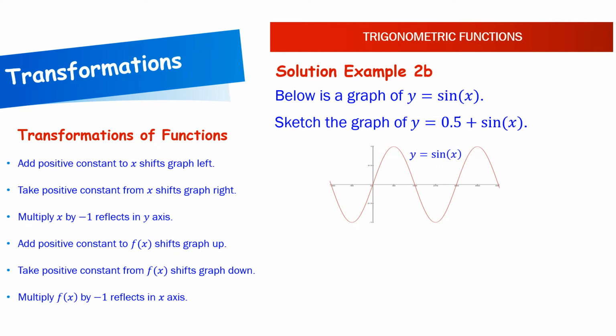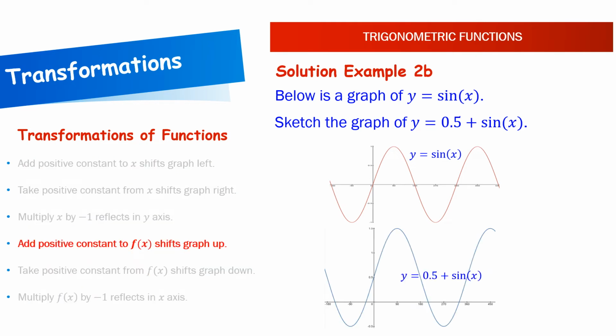Now let's have a go at example 2b. Again, we have the graph of y equals sine x, and we are required to sketch the graph of y equals 0.5 plus sine x. In this case, we are adding a positive constant to f of x. Therefore, the graph is going to shift up. Therefore, the graph of y equals 0.5 plus sine x has shifted up by 0.5.